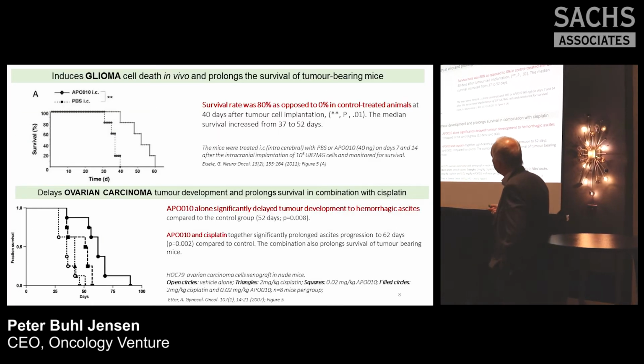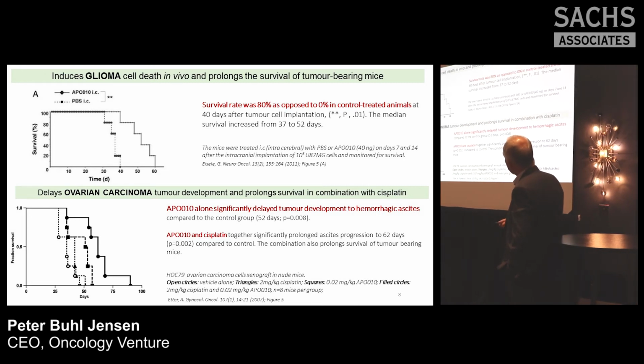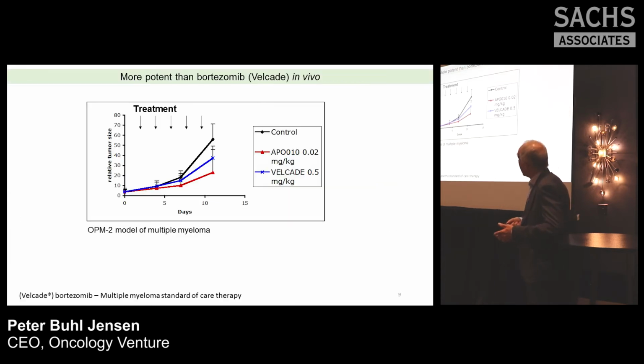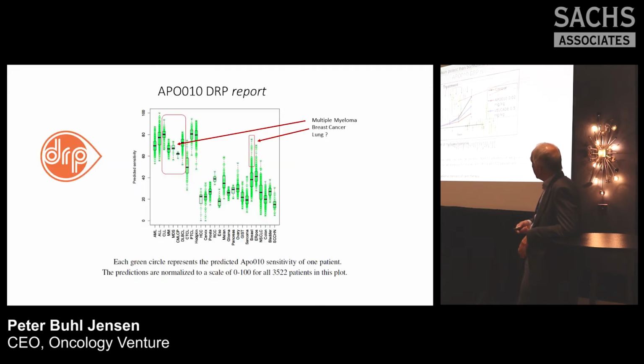We have here glioma. So in vivo, we have a study with glioma where again we are increasing the survival of the mice with our APO10. In ovarian carcinoma, we also have in vivo good data. And in multiple myeloma, we have demonstrated here with a syngeneic model that we actually have more potency than with Velcade, the bortezomib product that is used for multiple myeloma.